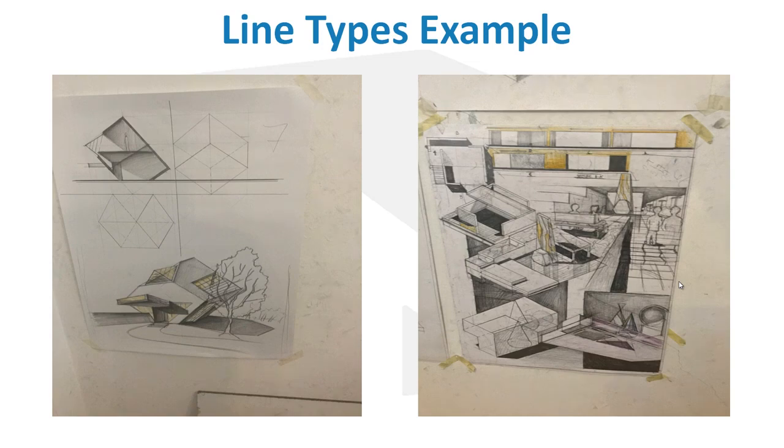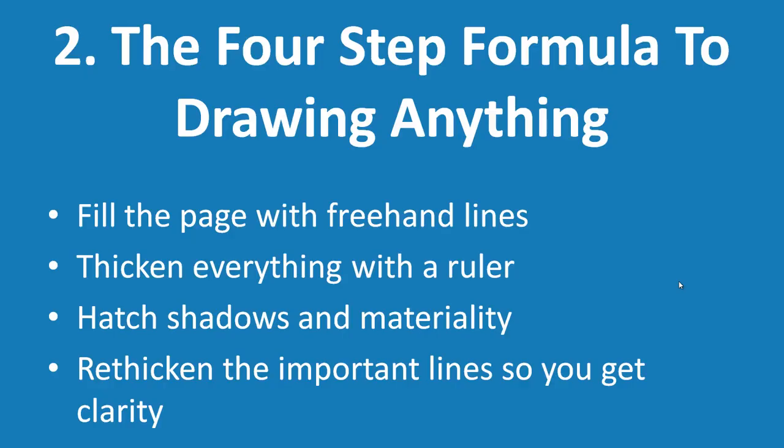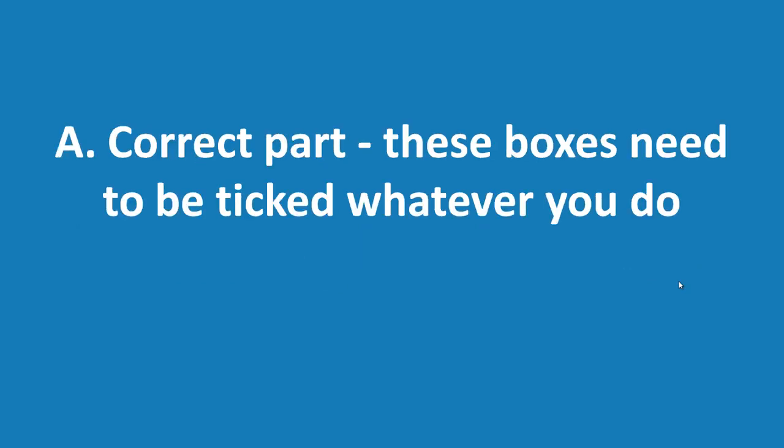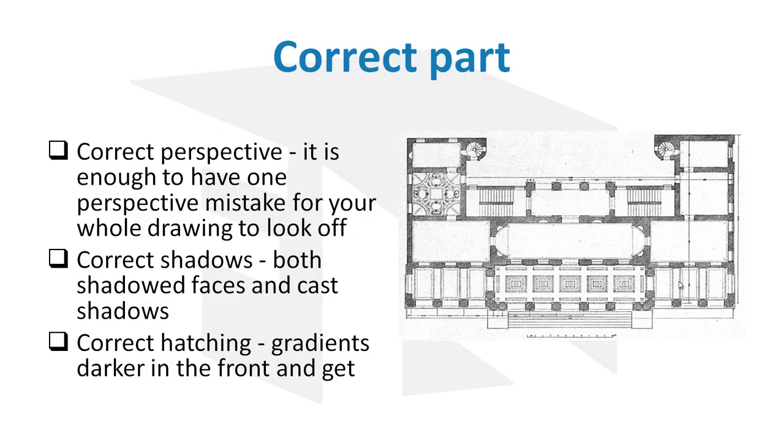Because when you see stuff like this, especially when you need to shift from one subject to the other, you think that it's impossible to do. It's not impossible. You need to order it and understand what's important and what isn't. Okay, so what makes a drawing look good? The 3rd pillar in architectural freehand drawing: freehand line drawing. You need to understand that there's a correct part, and there's a more expressive part. So you need to draw correct perspective, correct shadows, correct hatching.